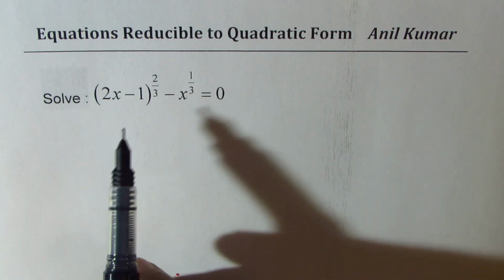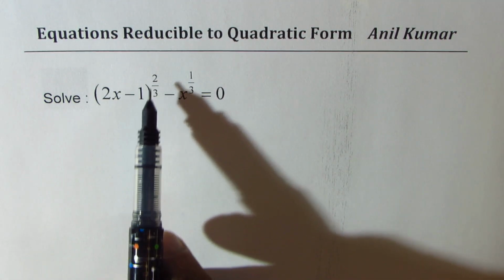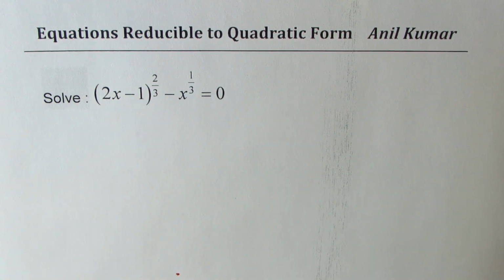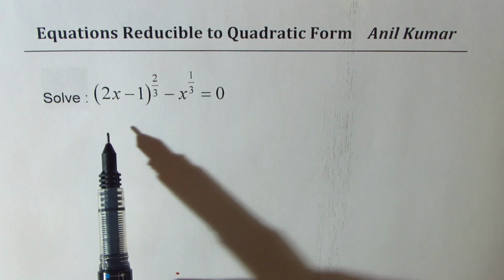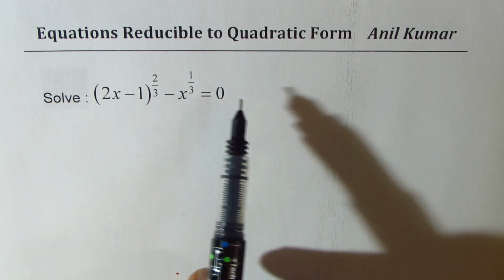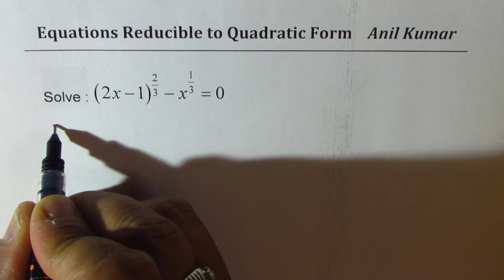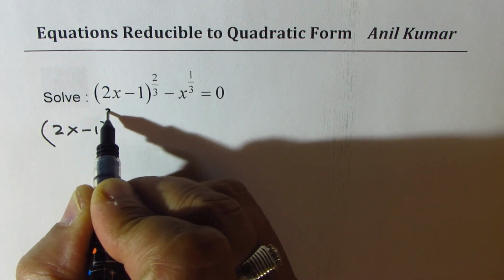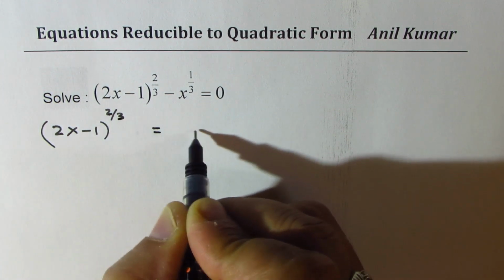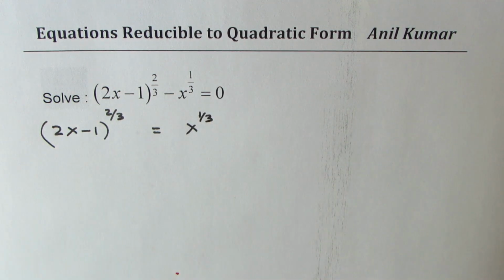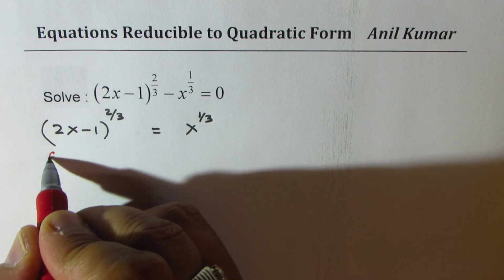Now the question is (2x minus 1) to the power of 2 over 3 minus x to the power of 1 over 3 equals 0. Now here both are cube roots. What we can do is take one term to the other side and cube both sides. So we're going to solve it like this. (2x minus 1) to the power of 2 over 3 will be equal to x to the power of 1 over 3, correct? Now let us cube both sides.